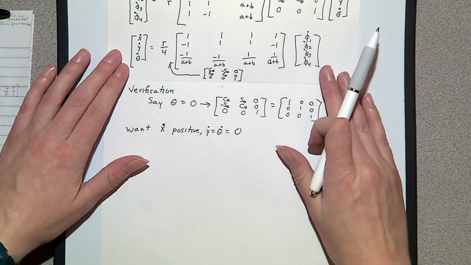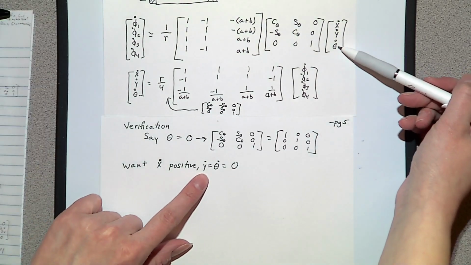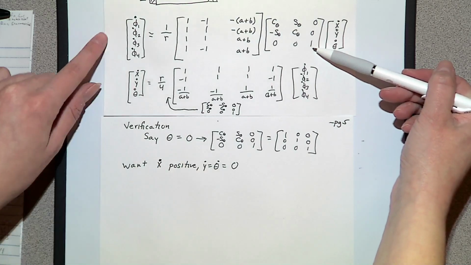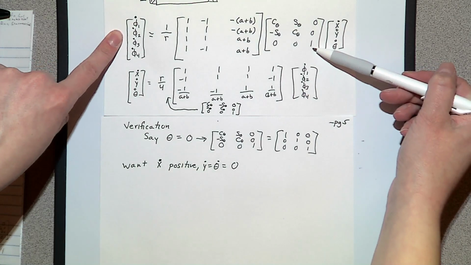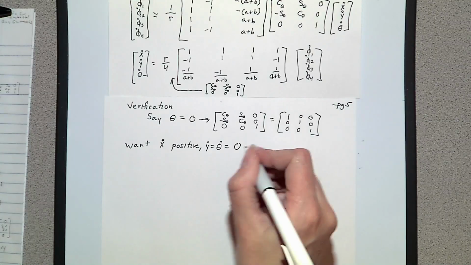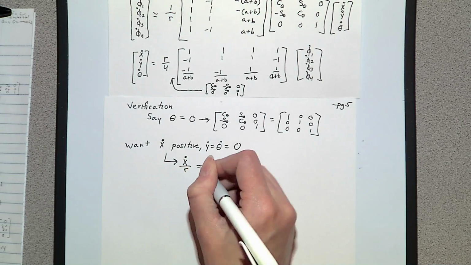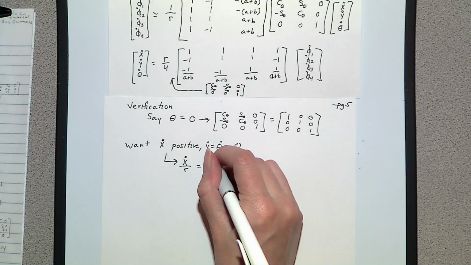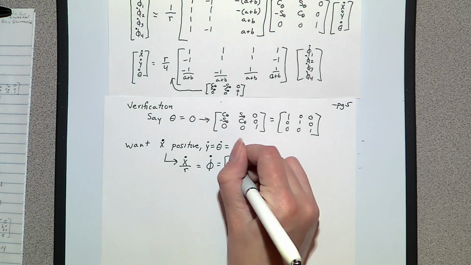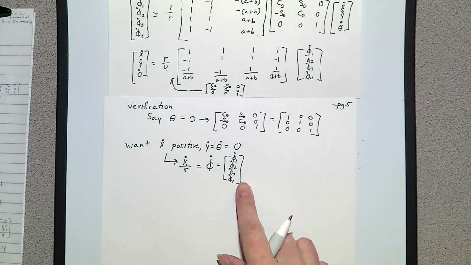So if we were to plug in y dot and theta dot as 0, and this is just the identity matrix now, what would this tell us about the applied wheel velocities? Well, what we get is x dot over r equals phi dot. I'll just use phi dot as an abbreviation for all four of the phi's.